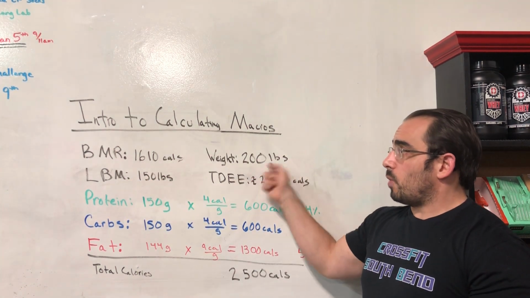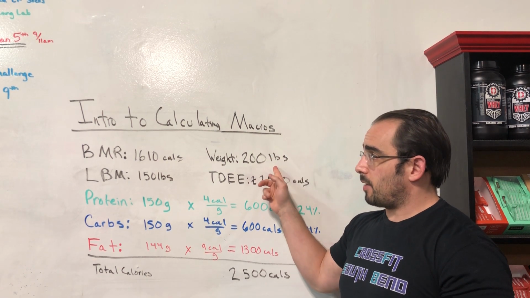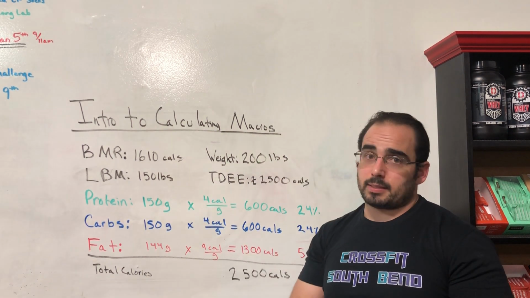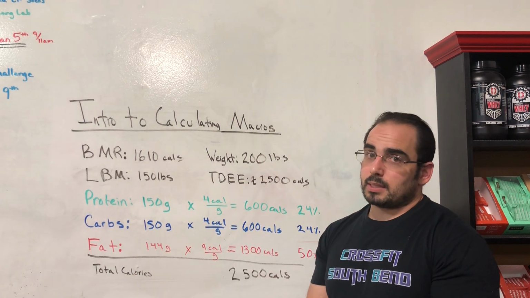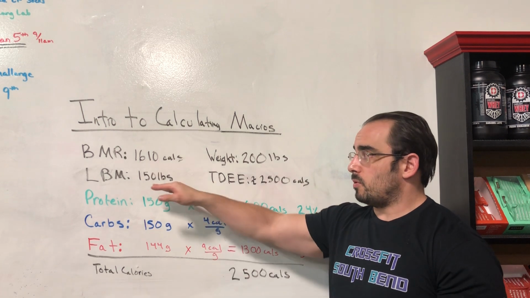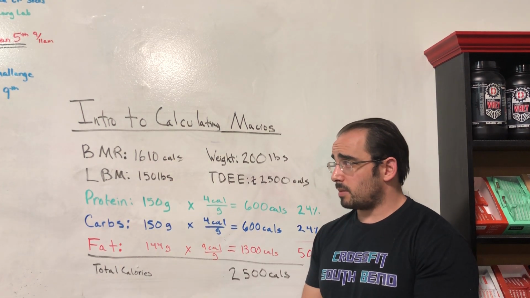So how do you figure out lean body mass? Well, if you know your weight and you know how much body fat mass you have, just subtract the body fat mass from the weight and you get lean body mass. So this person is a 200-pound person with 50 pounds of fat. That's why we've got the lean body mass of 150 pounds.